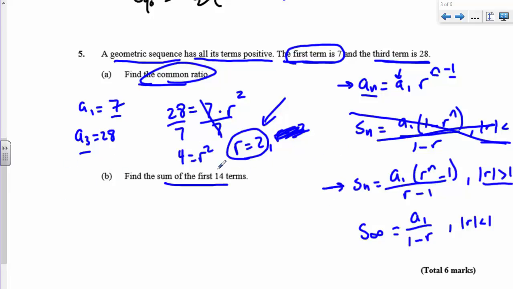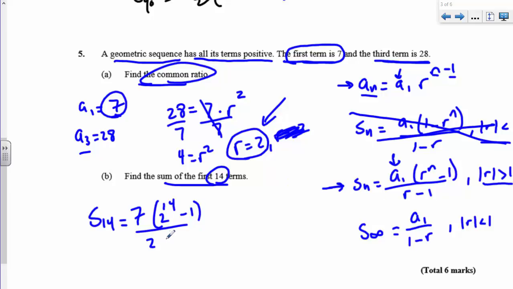So they tell me the value of N right here is 14. So this N right here is also 14. Sum of 14 terms is equal to the first term. Recall that the first term they give you is 7. We're using this right here, first term, times R, which I now know is 2, raised to the power of N, which they told me is 14, minus 1, all over 2 minus 1. That's the value of R, 2 minus 1. Well, 2 minus 1 is 1, so that bottom part doesn't matter much. It's just going to be 7 times 2 to the power of 14 minus 1.